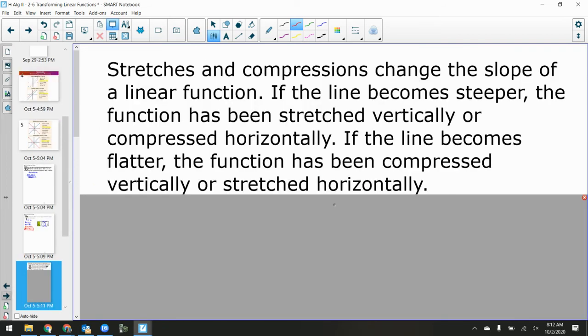Stretches and compressions change the slope. Okay, that's going to be key here to remember. Stretches and compressions, whether they're horizontal or vertical, will change the slope of the line. They're going to change the pitch, the slope of the line, the rate of the line. If the line becomes steeper, the function has been either stretched vertically or compressed horizontally. If the line becomes flatter or shallower, the function has been compressed vertically or stretched horizontally.